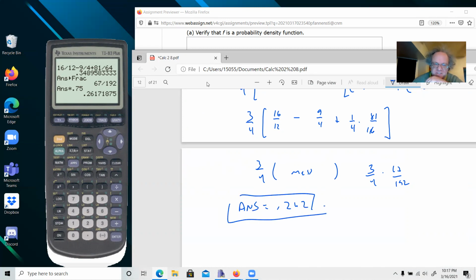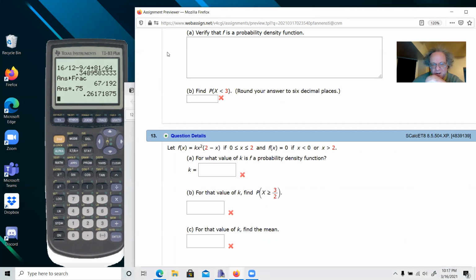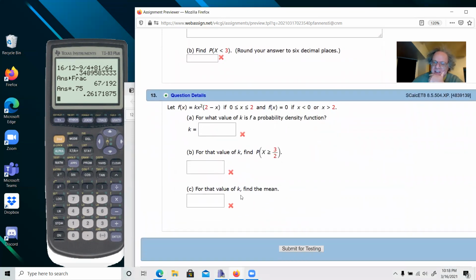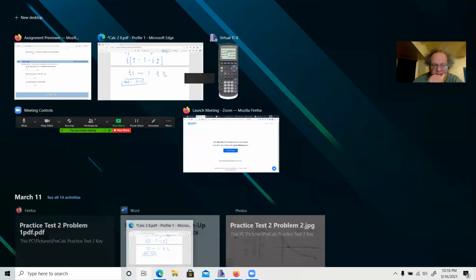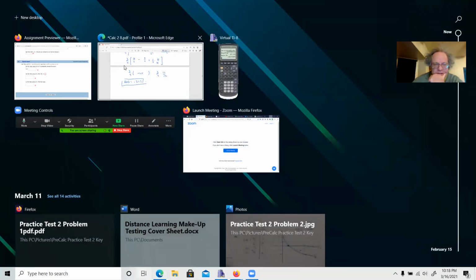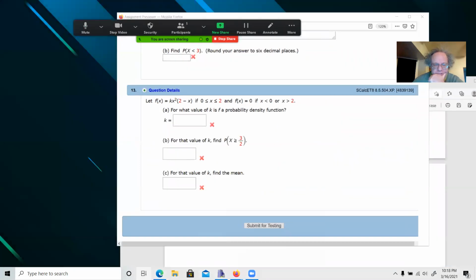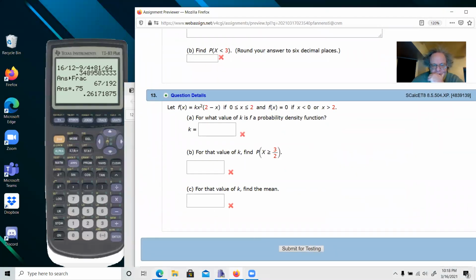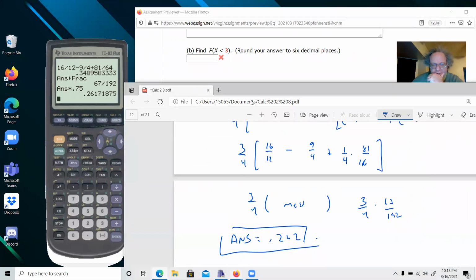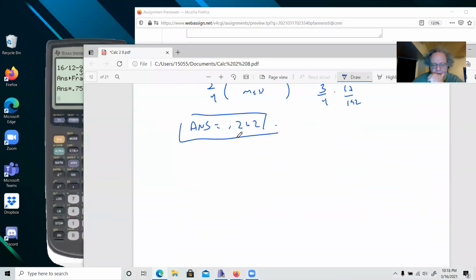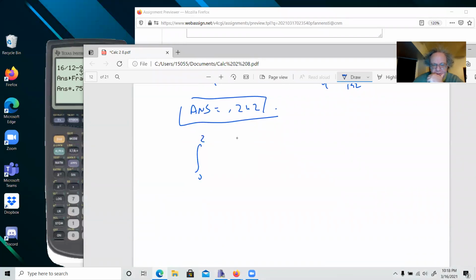All right, next one. Well, not next one, but next part. For that value of k, find the mean. Okay, again, not so bad. Find the mean. Not so bad here. So we are going to integrate from 0 to 2. We have 3/4 for my k. We've got an x times x squared times (2 minus x), like a Calc 1 integral.